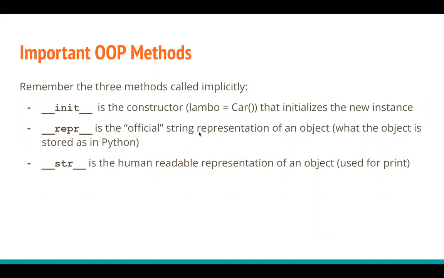Repr is the official string representation of an object. So when we print out just an object, that's what we will be using, the repr method. And then str, or string, is the human readable representation of an object. So it's used for when we print an object.